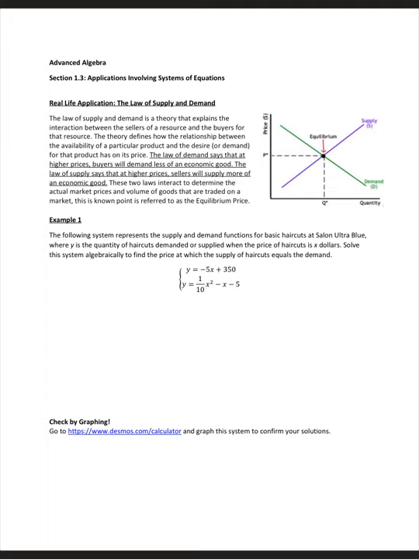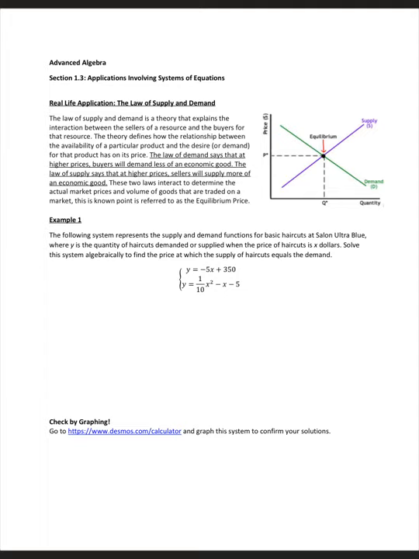And then the purple part of the graph represents the supply. The law of supply states that the higher the price, the more of a supply is needed. That's why from left to right, you can see that that part of the graph is increasing in a positive direction. So let's try an example.